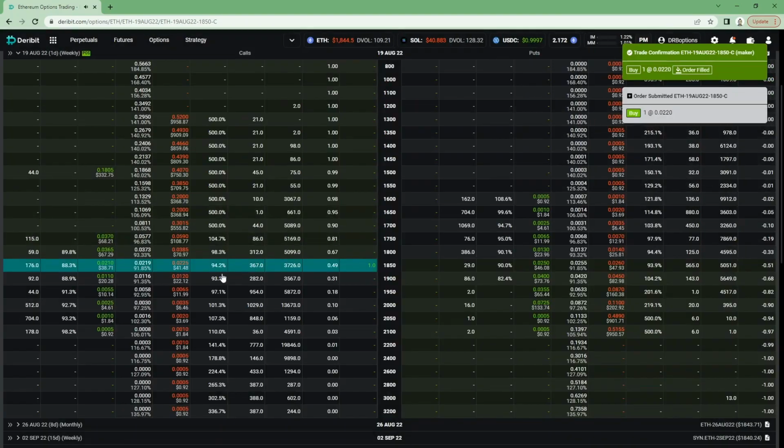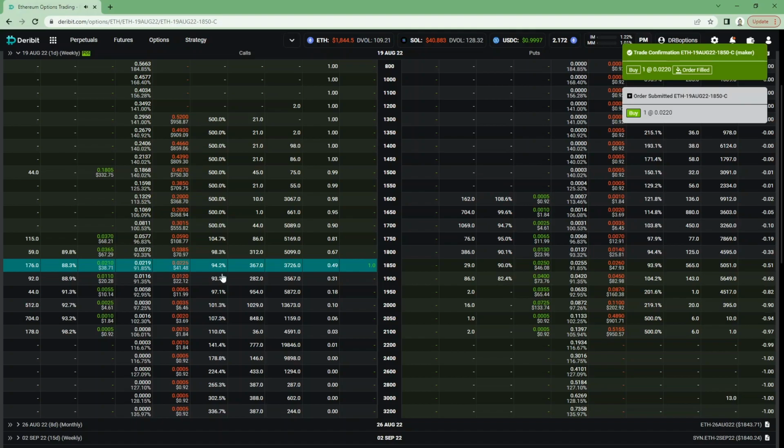Almost immediately after we submit the order, it is filled. We get a notification in the top right to let us know that the order was filled, and we can see our position size of 1 in the position column of the option chain. We are now long the 1850 call, but we still haven't sold the 1900 call, so our bull call spread is not yet complete.